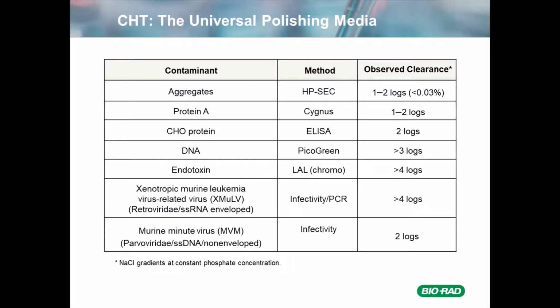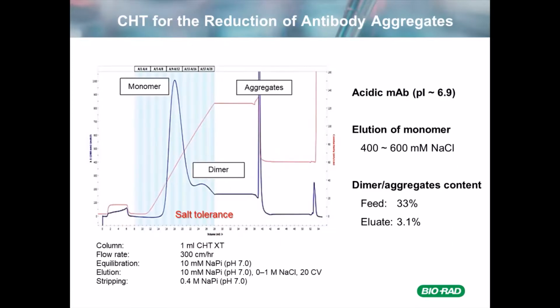And to show you, I'm going to show you an extreme case where we have a feedstock of an acidic MAP that contains over 30% of high molecular weight impurities. So when we condition the feedstock to neutral pH and load it on CHT-XT, we start a gradient between 0 to 1 molar sodium chloride.